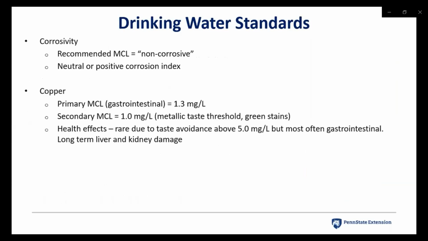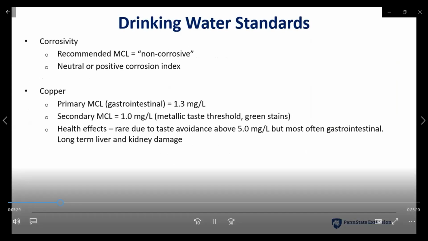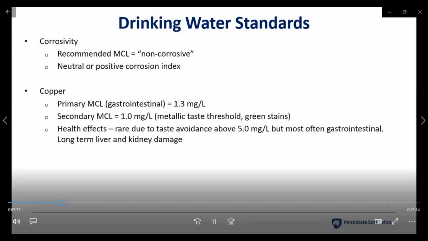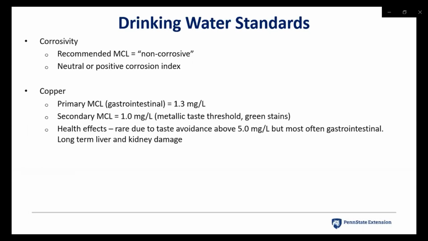For copper, we have a primary maximum contaminant level of 1.3 milligrams per liter because of gastrointestinal illness that can come if you drink water higher than that. There's also a secondary MCL of 1 milligram per liter because of the metallic taste and staining that can come from copper. So copper is one of those rare elements that has both a health-based standard and an aesthetic standard.